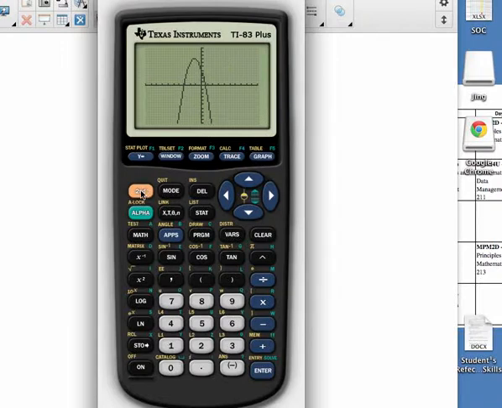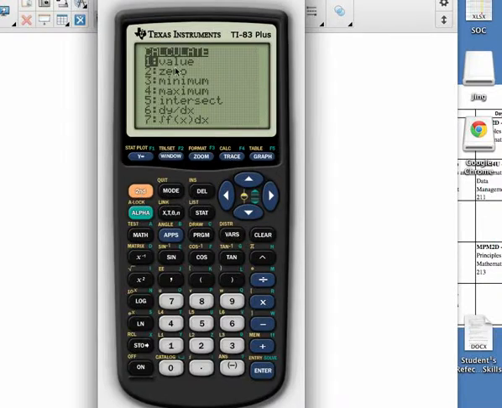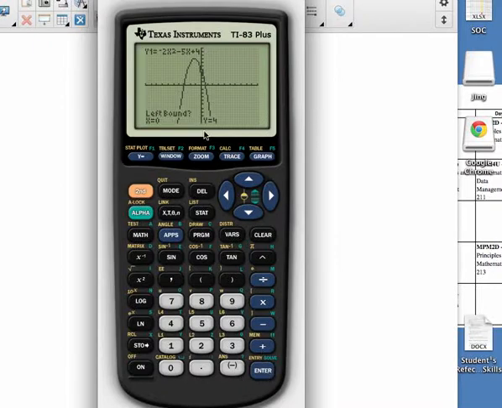So now I'm going to do the same thing. I'm going to look at my calculate menu and look at the different things I can find. And I'm going to look for a zero. Now the thing you need to be aware of is how many different zeros you have. It depends on your curve, right? A line only has one zero, but parabolas have two. So I'm going to decide which one I want to look for. I'm going to look for this one first.